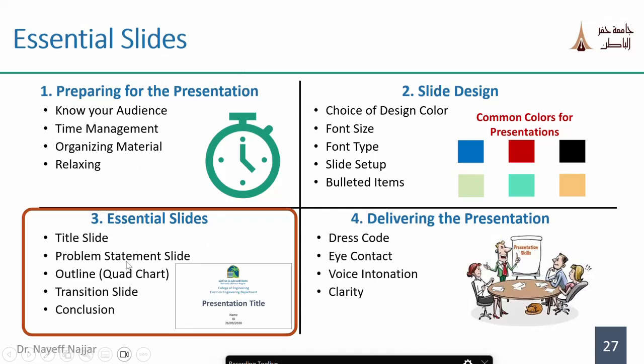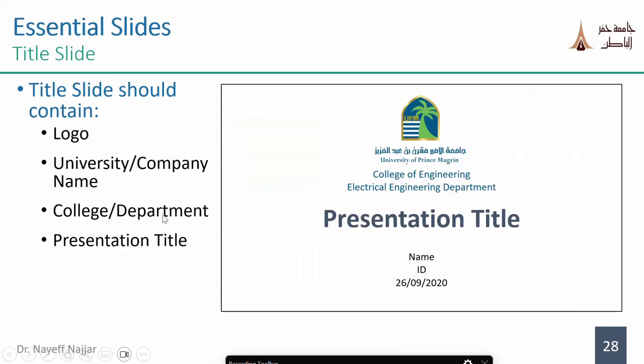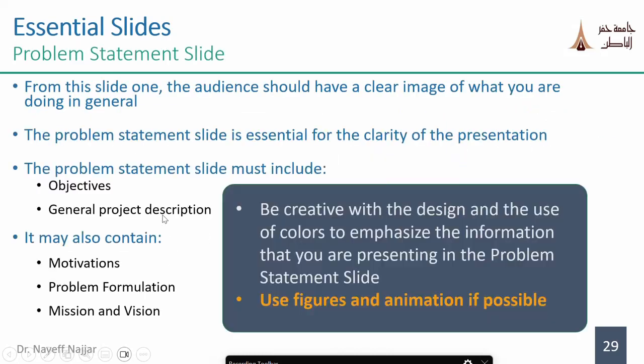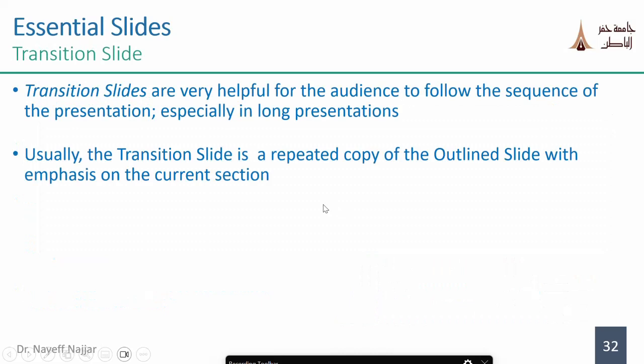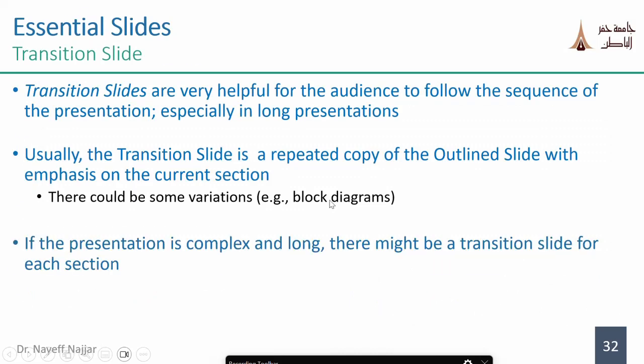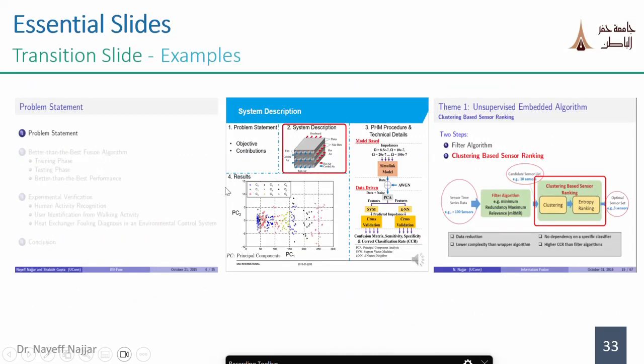Okay, I'm using the same outline slide. This is the quad chart for my presentation, and then I highlight the topic I'm going to present next, and maybe adding some animation is a good idea. And I'm doing this for every section. Okay, so this is also a good technique in your presentation, and it's a good slide to have. I think it's a must to have, actually. You must have transition slides so that people understand the flow of your presentation. That's very important.